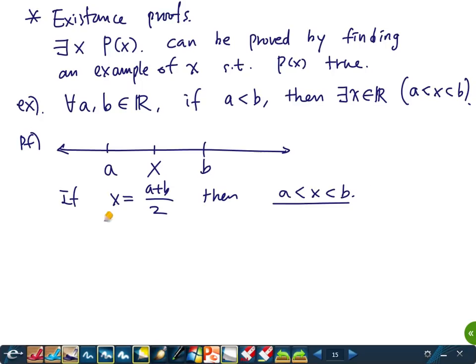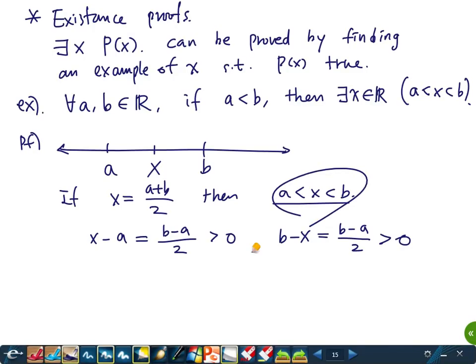If you want to be very precise, what is x minus a? It's going to be (b minus a) over 2, which is bigger than 0 because b is bigger than a. And b minus x is again (b minus a) over 2, which is also bigger than 0. So we have found just one example. That is enough to show this, because the statement is just the existence of one real number.